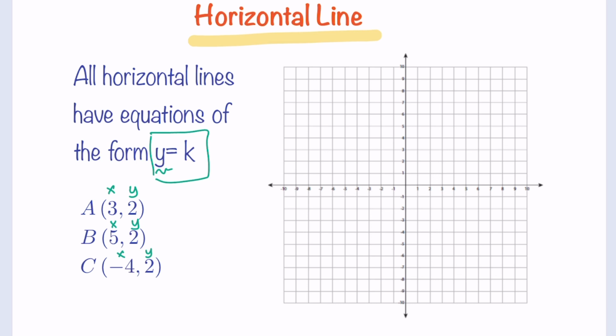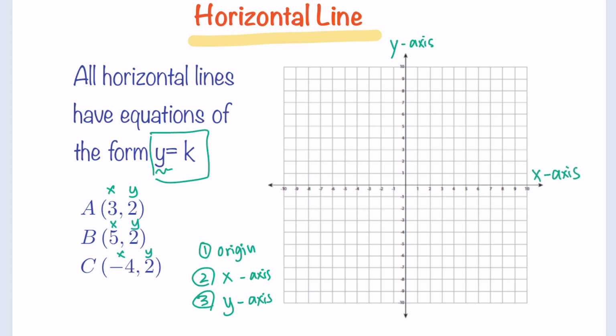And let's see what happens when we plot these 3 points. Do you remember how to plot points? Step 1 is to start at the origin. Then we have to move along the x-axis, and then move along the y-axis. So before we plot, let's label our axes first. The vertical is the y and the horizontal is the x.